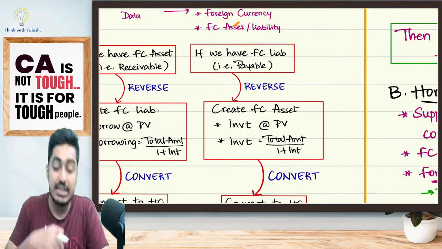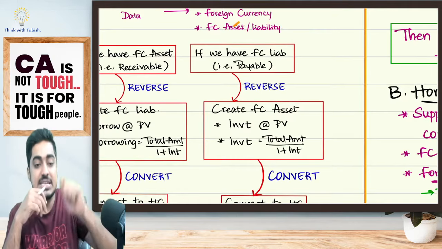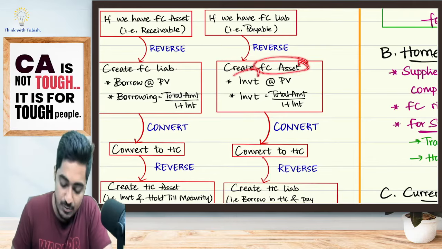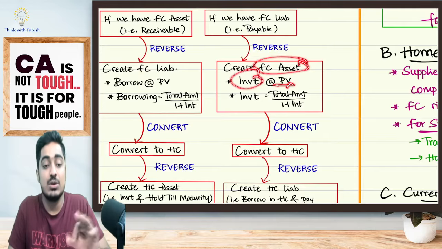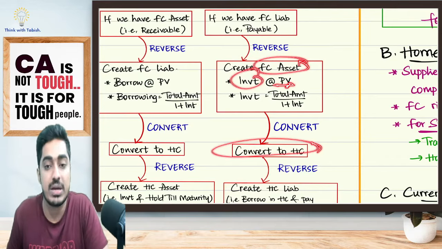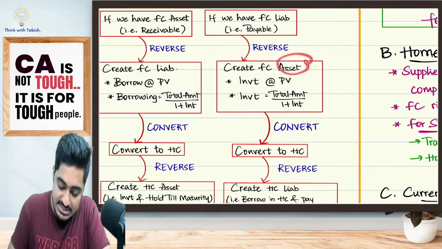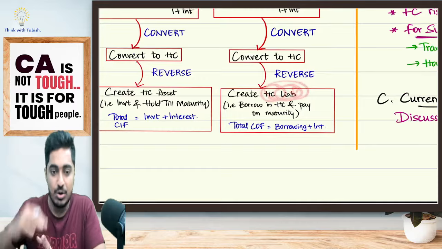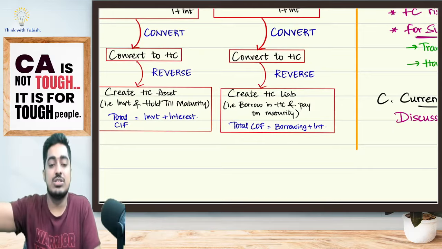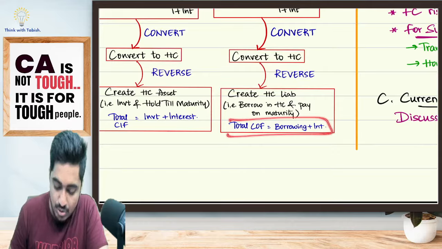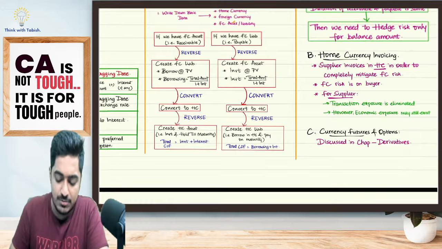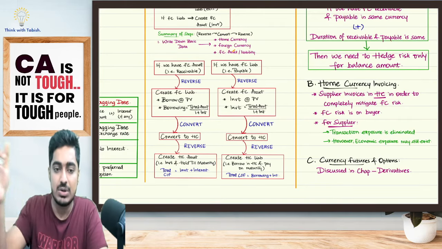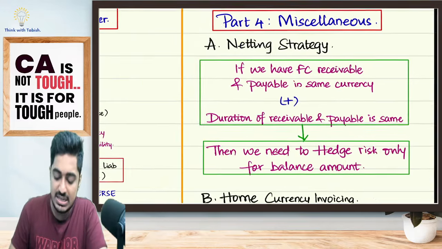Okay, second thing: if I have a foreign currency liability, that means I'll have to pay. Step 1, reverse. That is, create a foreign currency asset. For that, I'll be investing at present value. Okay, I invested. Step 2 is convert. Convert it into home currency. Step 3 is again a reverse. Here I created an asset, so here I am going to create a liability. That means in home currency, I will borrow, and on the maturity date, with interest, I will be paying. This is going to be the total cash. Simple, just follow three simple steps. First, just remember you have to create a reverse position. Three steps: reverse, convert, reverse. End of the story.